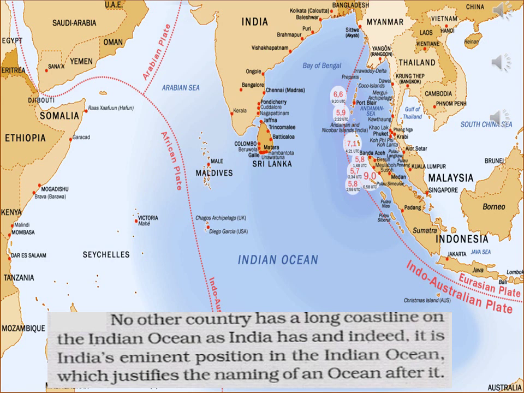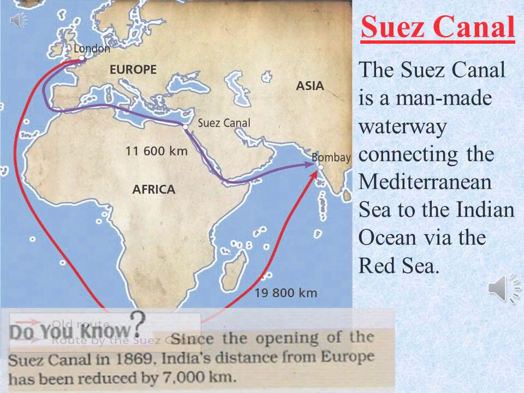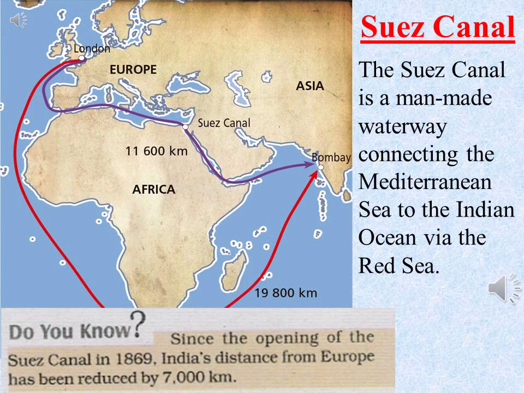Probably in ancient times, sea vessels coming to India for trade sailed through these waters to visit India, and that is why they named this ocean the Indian Ocean. Since the opening of the Suez Canal in 1869, India's distance from Europe has been reduced by 7,000 kilometers.